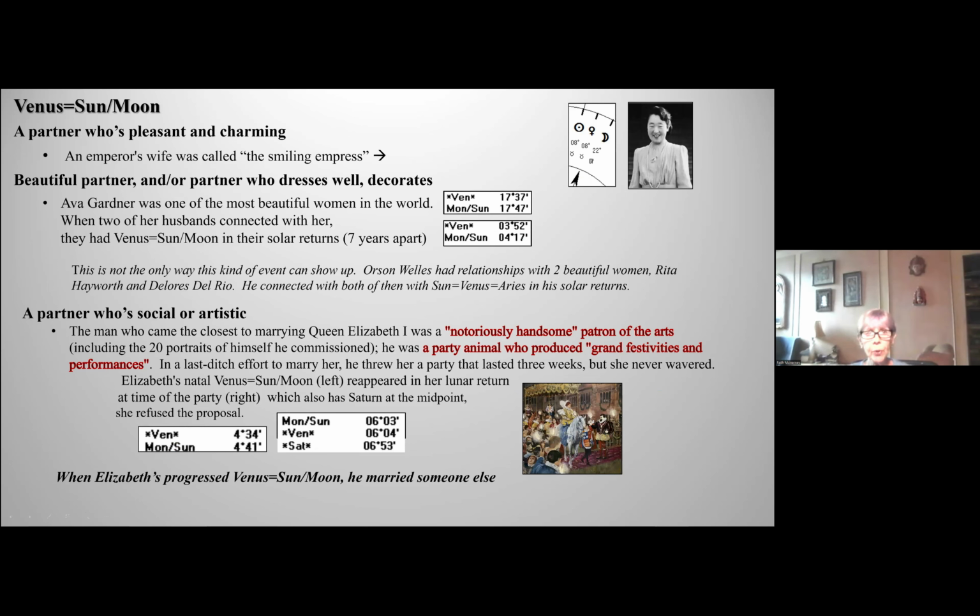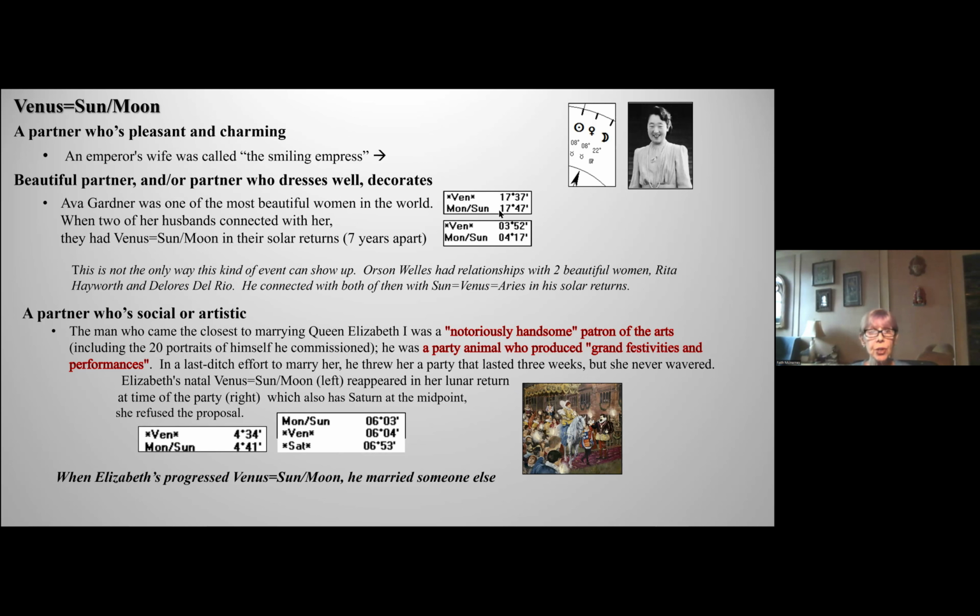So Venus equals Sun Moon is a partner who's pleasant and charming. Here is an example of an emperor who had Sun Moon equals Venus, and there's his wife. They called her the smiling empress. She embodies Venus equals Sun Moon. It can also mean a beautiful partner, or a partner who dresses really well, or who decorates, makes the environment really beautiful. Beauty is a factor for the partner.